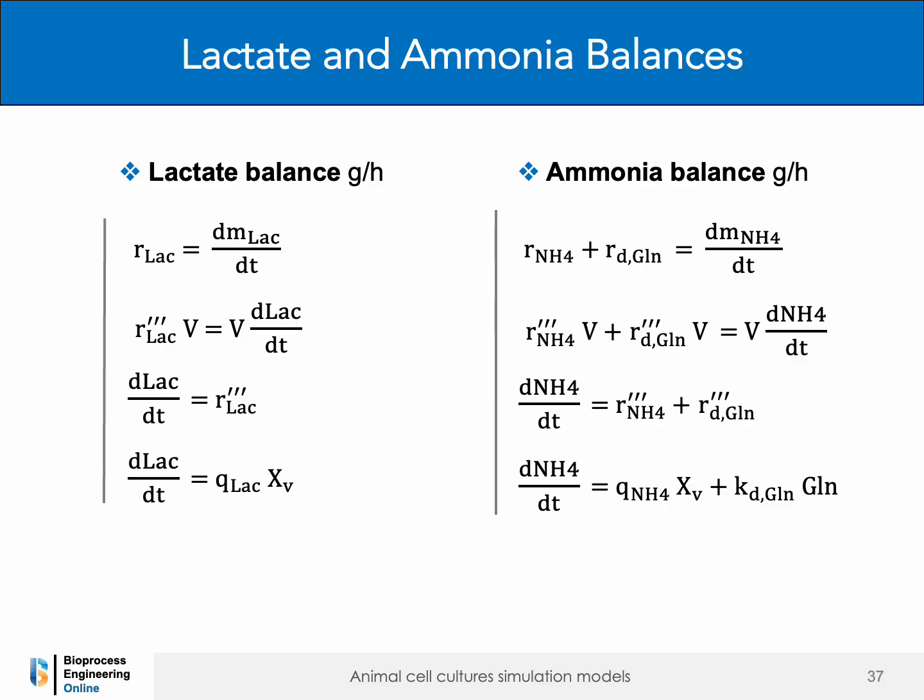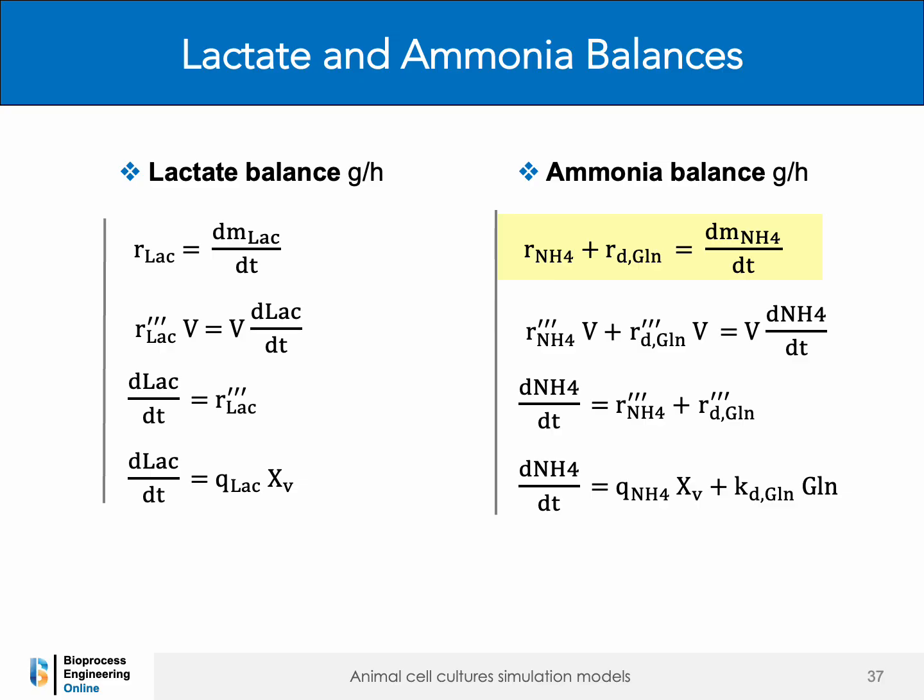The ammonia balance is slightly more complex because ammonia is produced through two different mechanisms. First, it is generated by the metabolism of the viable cells. Second, it is released by the spontaneous decomposition of glutamine in the culture medium. Since 1 mole of glutamine decomposition produces 1 mole of ammonia, the instantaneous balance in moles per hour is written as production rate of ammonia, RNH4, plus production rate from glutamine decomposition, RDGLN, equals variation rate of ammonia in the bioreactor, dmNH4 over dt.